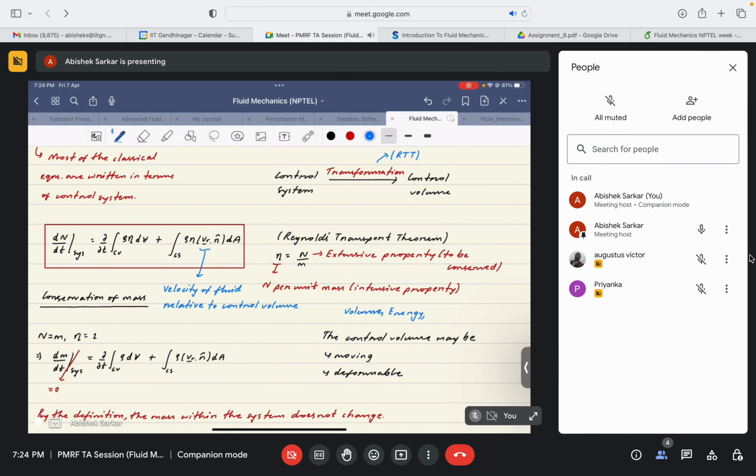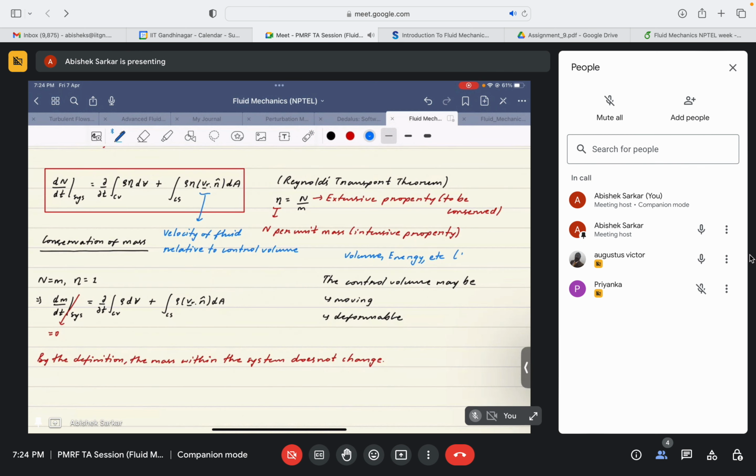Some more. That's fine. No problem. And similarly, could you please tell me some examples of intensive properties? Pressure, I think it's an intensive property, sir. Okay.